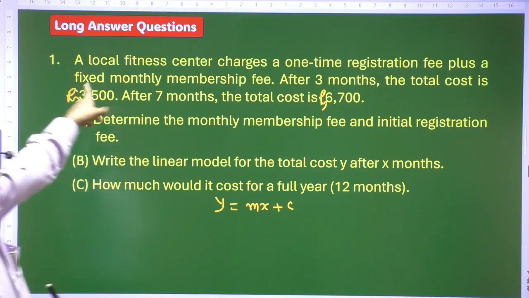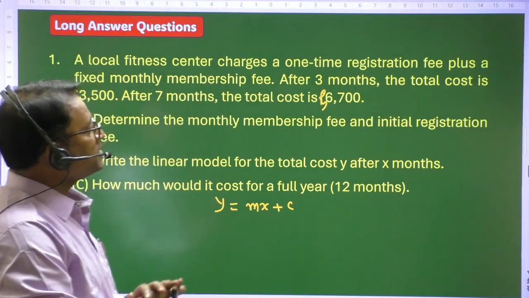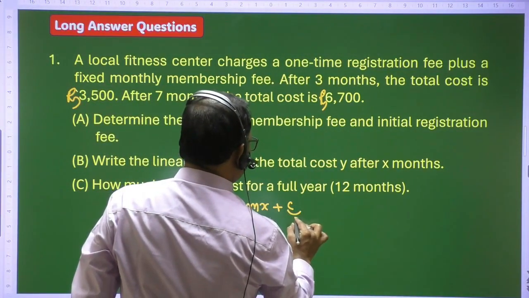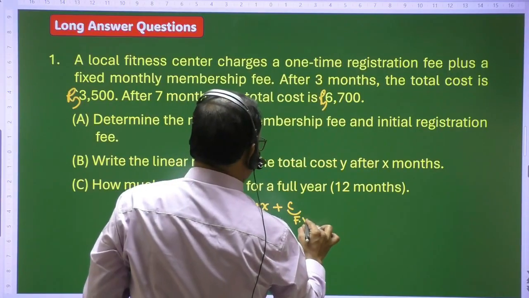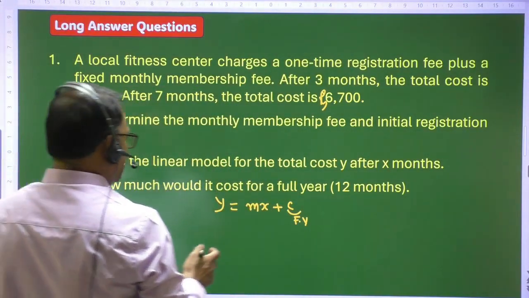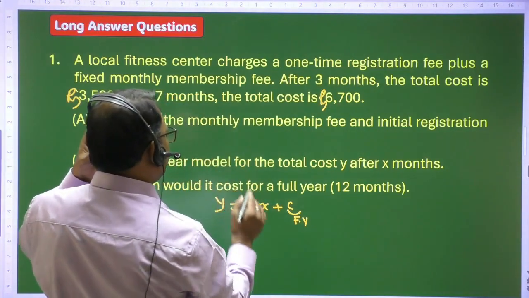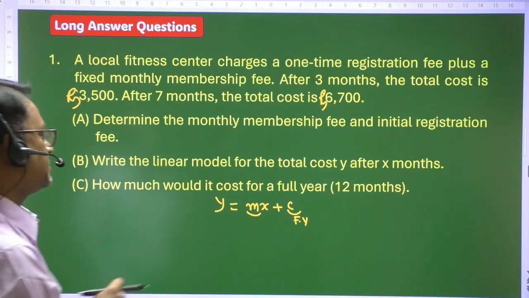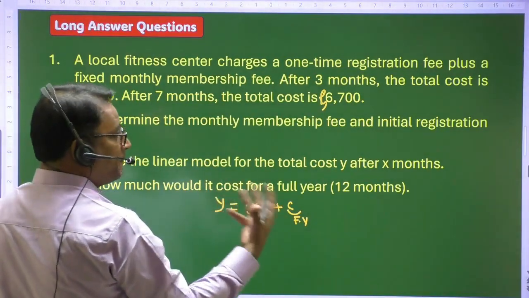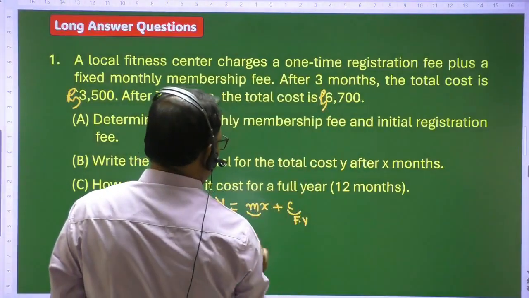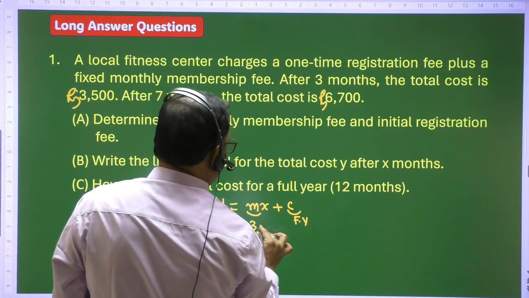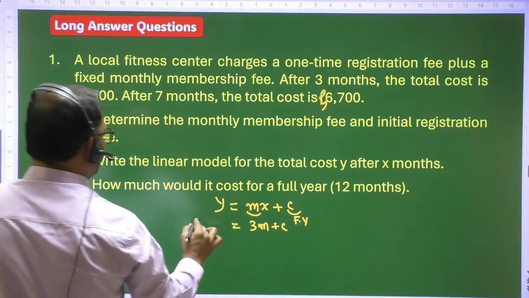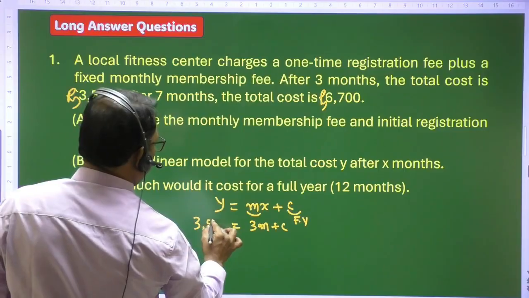A local fitness center charges a one-time registration fee. This is my fixed amount, the registration fee, c, and my monthly charge is m. m is for monthly charges, and x indicates the number of months. After 3 months, when x is 3, I have 3m plus c, and this value will be the total cost, which is 3500.